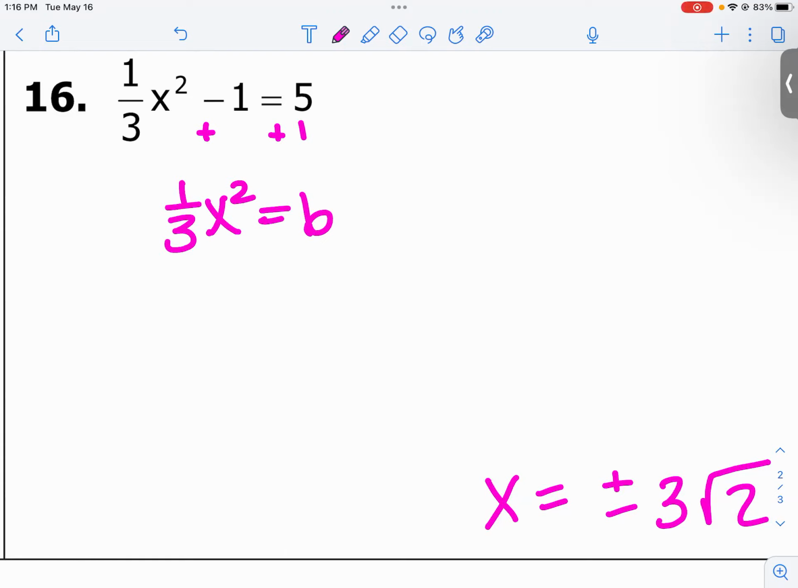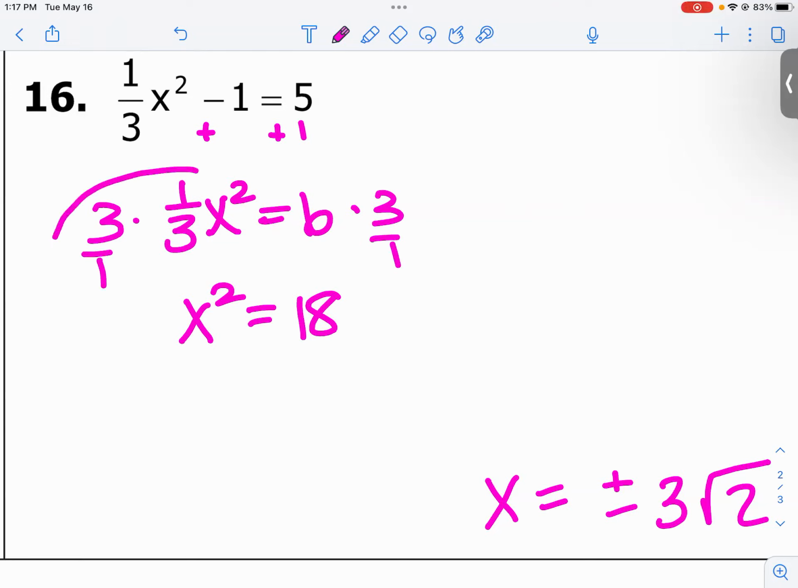So go a page backwards to our homework. So now if I have 1/3 x squared equals 6, how do I get the x squared by itself? Multiply by 3. Because dividing by 1/3 is the same thing as multiplying by 3/1. When we multiply these together, they cancel each other out.